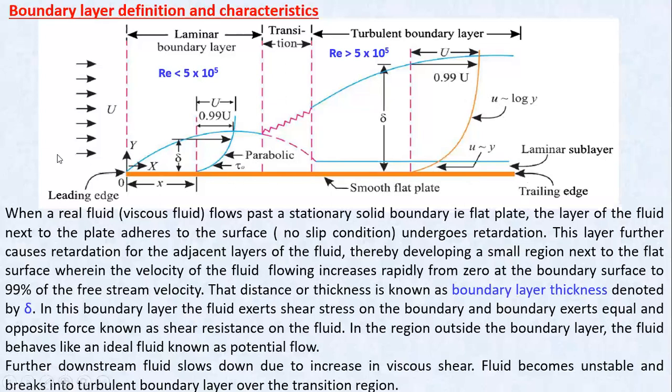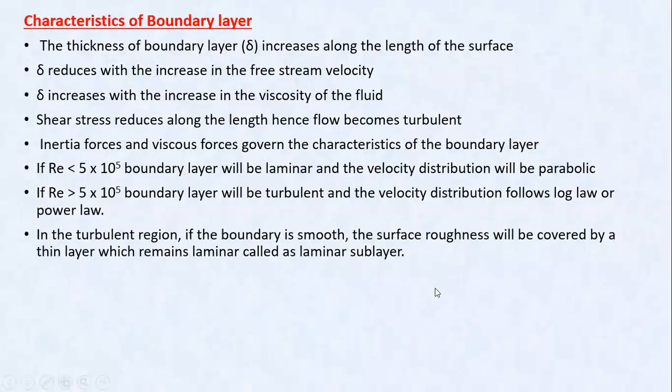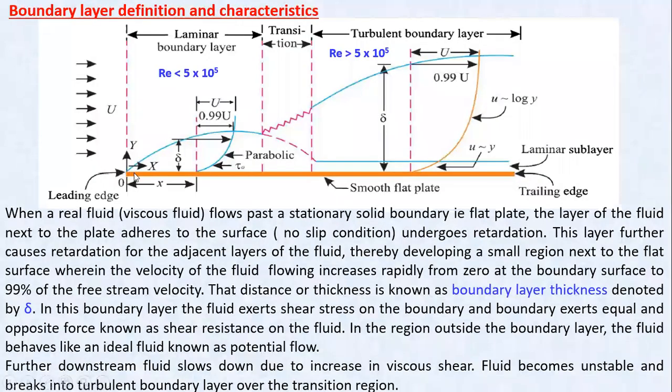If we consider this plate, the entry point of the fluid is known as the leading edge and the exit point is known as the trailing edge. Let us see some of the characteristics of the boundary layer. The thickness of the boundary layer increases along the length of the surface. That we have seen here, right? The boundary layer thickness is 0 at the leading edge. As you go along the plate surface, the boundary layer increases, till the velocity becomes equal to 0.99 times the free stream velocity.